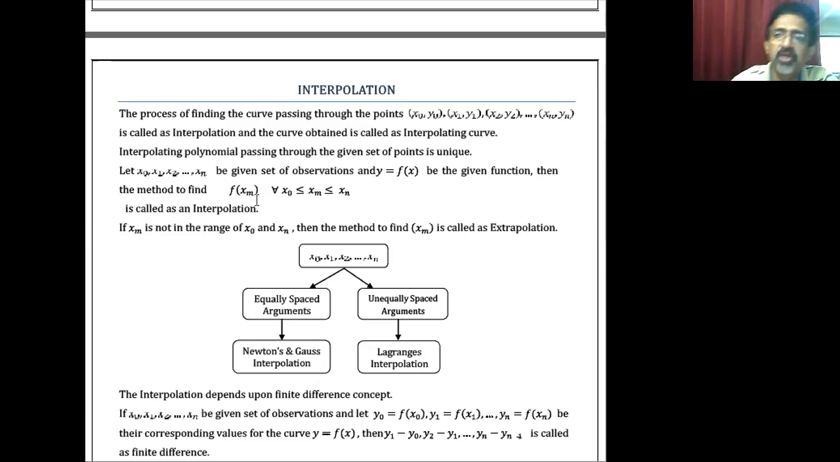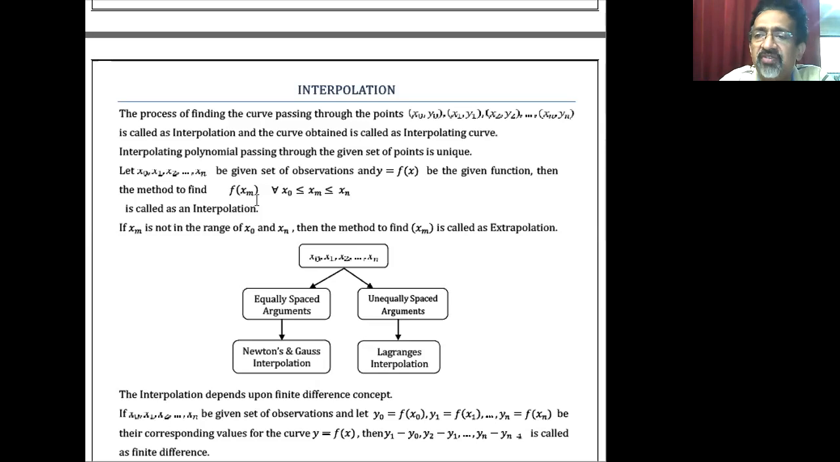That means if you know the common difference h, see in my example I considered h as 5. If I know the common difference h, and if I know the value of the initial point x0, I can write down all those x's, up to xn. What will be x1? x0 plus h. What will be x2? x1 plus h. What will be x3? x2 plus h. So like that, I can go up to xn. So such points are called equally spaced points.